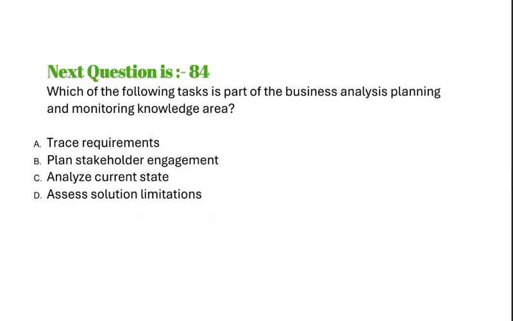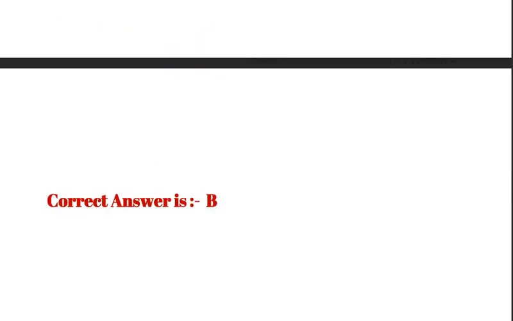Question is, which of the following tasks is part of the business analysis planning and monitoring knowledge area? Option A, trace requirements. Option B, plan stakeholder engagement. Option C, analyze current state. Option D, assess solution limitations. Correct answer is option B.